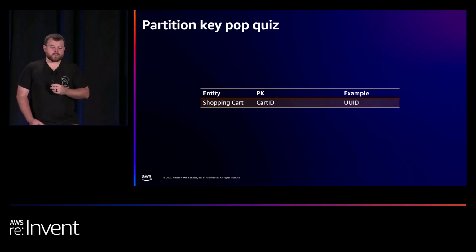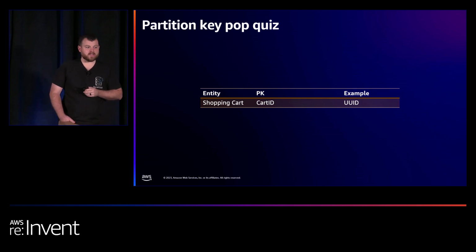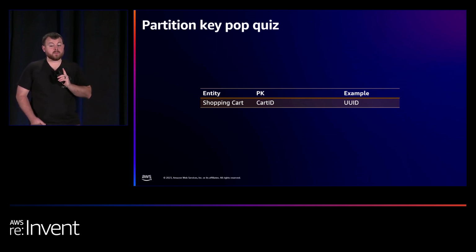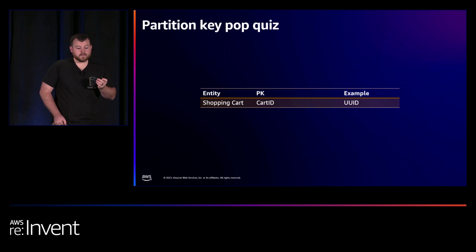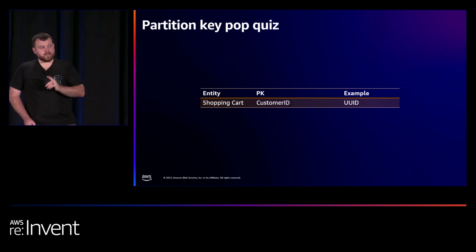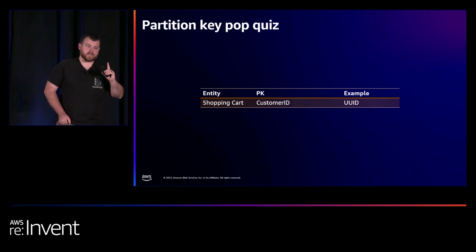Now, how about the shopping carts? What about a UUID for the shopping cart? Just its own cart ID. Anyone? No? Okay. This one's a bit of a trick because, again, let's go back a few slides. Who is the persona that cares about that shopping cart? It is not the cart itself. It's the customer. So in DynamoDB, we want to think of buckets of data.